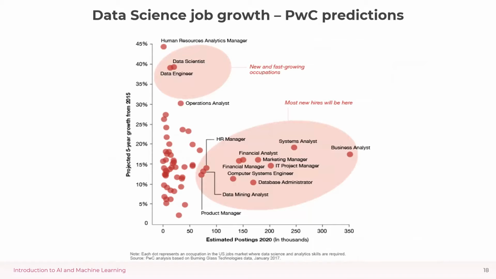PricewaterhouseCoopers, no, wait a second, this was from 2017. They had predicted that over the next 3 years, there will be significant expansion of AI and AI-related work activities. And that between 2015 and 2020, there would be a jump of up to 45% in terms of how data scientists and engineers are hired. And that was also another indicator that AI would continue to grow and progress, okay? So just wanted to throw this in there.